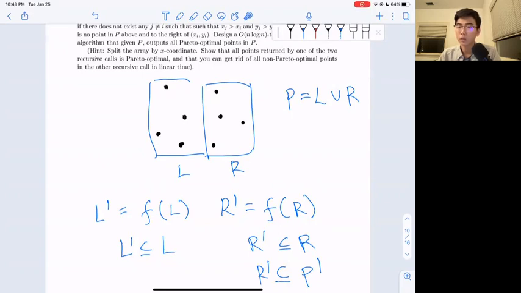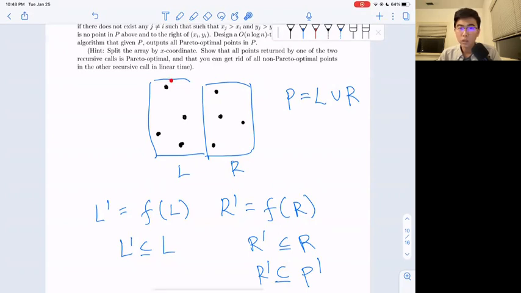Because they're in R, you already know they're to the right of it. So your only concern is whether these points are on top of it. And so we can argue this if and only if relationship: a point in L prime is in P prime if and only if there are no points in R that have a higher y value than this point in L prime. This goes in both directions.